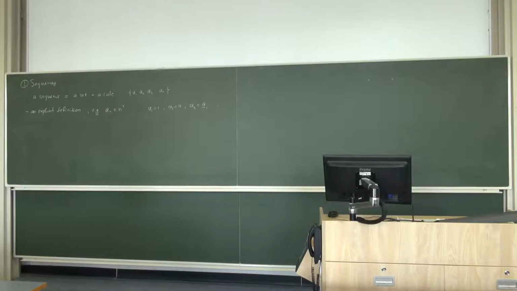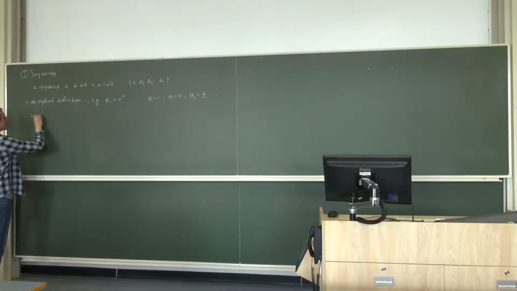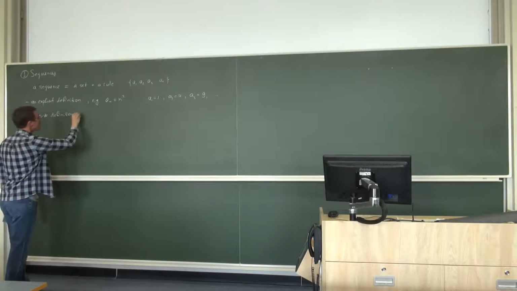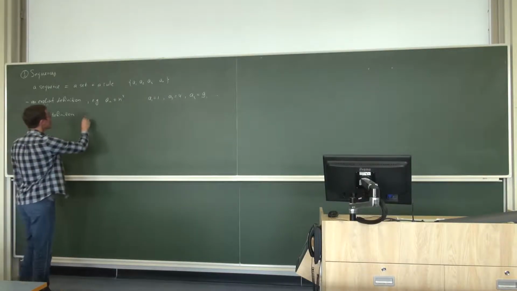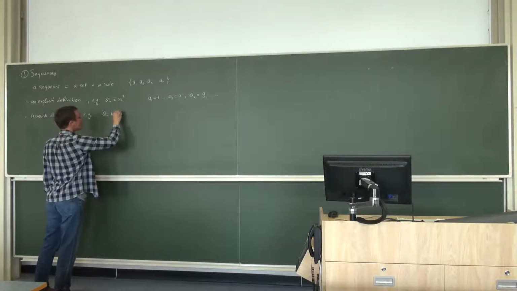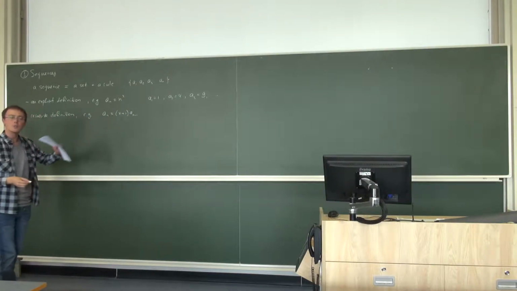More frequently, however, in physics and chemistry context, you are given a recursive definition. Second type. This is when the next element of the sequence is defined as a function of the previous elements of the same sequence. For example, we can say an is n plus 1 times an minus 1. It's a kind of formula.